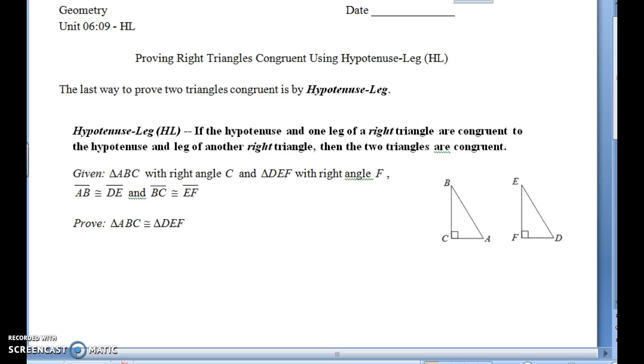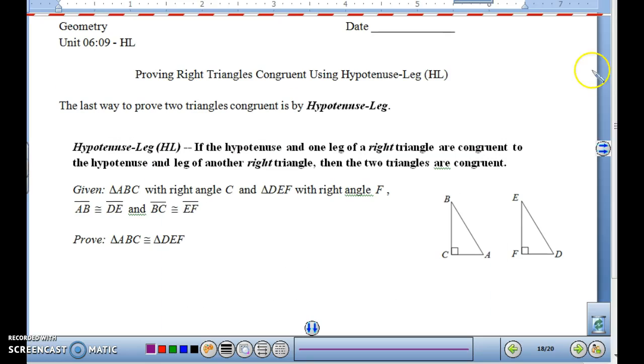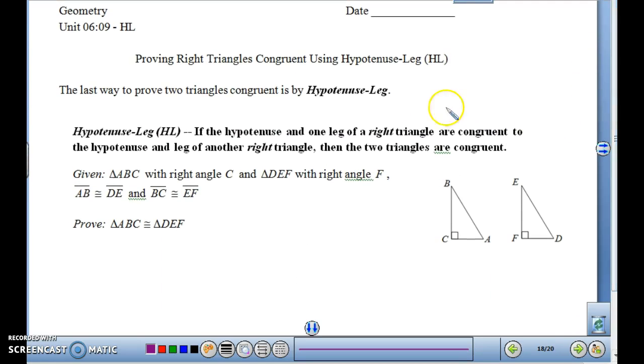This is Geometry Unit 6, Lesson 9, on proving right triangles congruent using hypotenuse leg. Now, the fifth and final way we have of proving triangles congruent is by hypotenuse leg. But it only works when you have a hypotenuse. And when do you have a hypotenuse? When you have a right triangle. So, hypotenuse leg only works on right triangles.